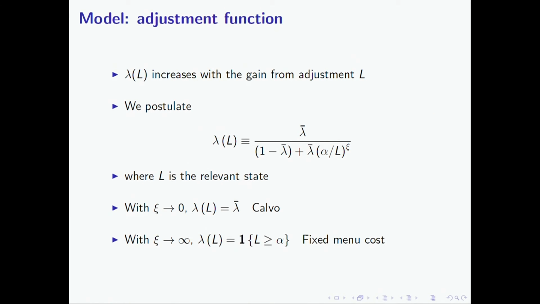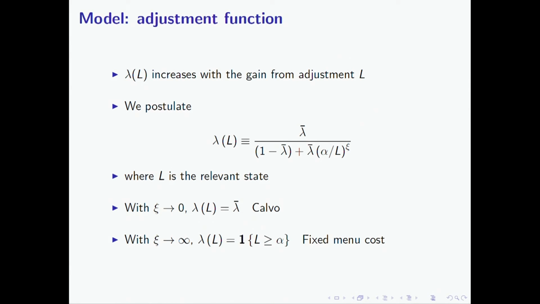Okay, so the innovation is that for this lambda function, we postulate a functional form that allows us to nest the Calvo model as one extreme and the fixed menu cost as the other extreme. So in particular, when this parameter xi goes to 0, this expression collapses to lambda bar, which is just the Calvo model with a constant exogenous probability of adjustment. And when parameter xi goes to infinity, this converges to an indicator function that takes a value of 1, probability 1, whenever the loss from inaction exceeds a certain parameter alpha, which can be thought of as the menu cost, and otherwise it takes a value of 0. So a key parameter in our model, in the smoothly state-dependent pricing model, is this xi.